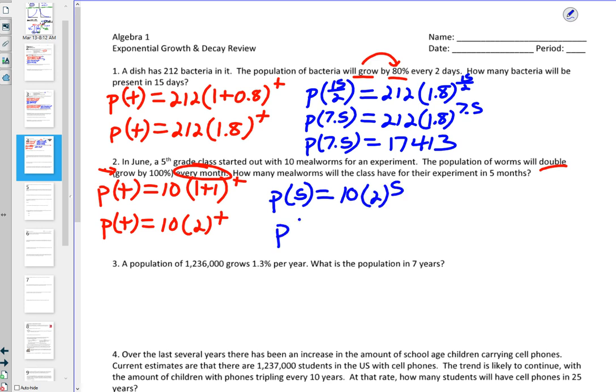Plug that into your calculator, and your calculator will tell you 320. And I guess I've been doing a bad job of that. I probably should be putting units, because I have a feeling that when they give you a key, they're going to force you to put them. So that was bacteria. This was mealworms. On the one before that we did with money, you should probably put a dollar sign on it. On people, you would just put people. Or Calebs. How many Calebs do you have?